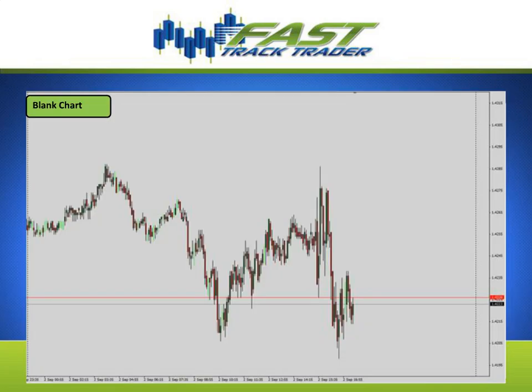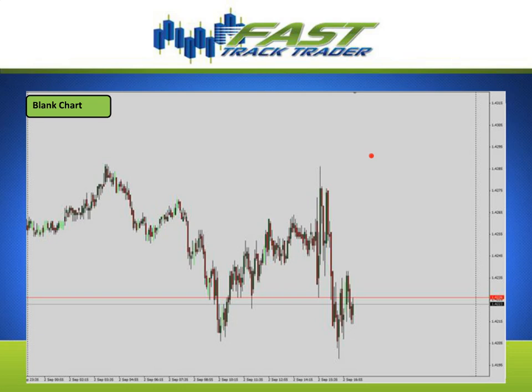So what is FastTrack Trader? Well, let's talk about that. When you first open up your MetaTrader 4 platform, you see something just like this. Not very exciting. It might actually be a black background with a green and white chart. Either way, it's just price, it's just candles that are moving up and down. Doesn't really paint a good picture for you.